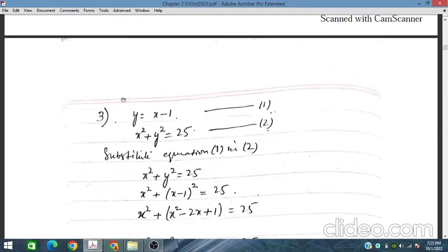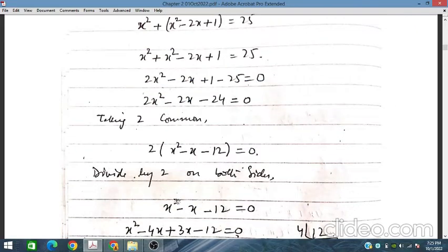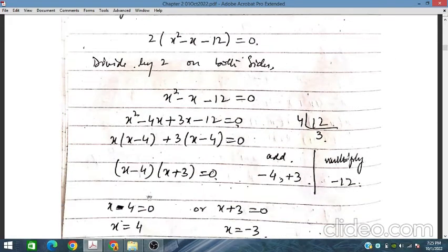Third, this line equation is intersecting a circle. This is a circle. So in place of y we place this x minus 1. In place of y, x minus 1. This square is here. We will solve it. This quadratic formula, and we get some values.